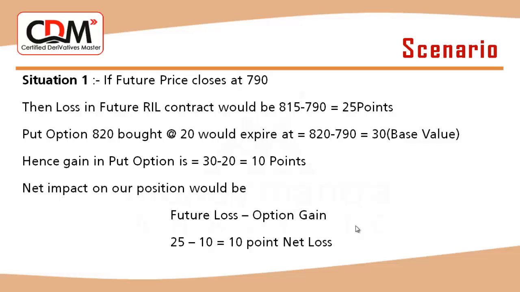It doesn't matter whether the price closes at any level beyond 790, or even if the stock closes at 600 level, his loss would not be more than 10 points. So this is how we can say we are hedging our position. So this was situation 1.